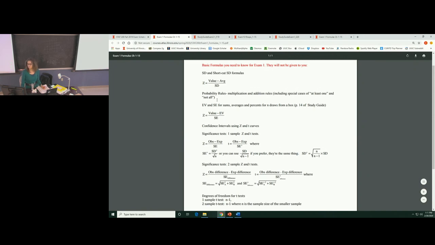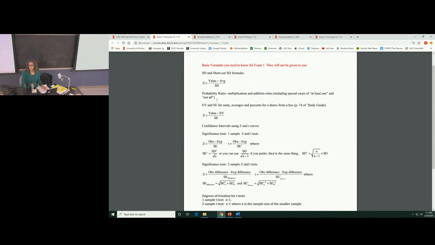So it's all Scantron graded. So that's how it's going to be. You're just going to be filling in bubbles on the Scantron sheet. And the shortcut standard formula you need to know too.